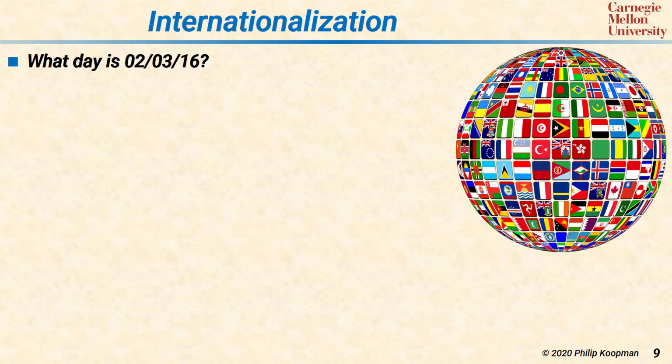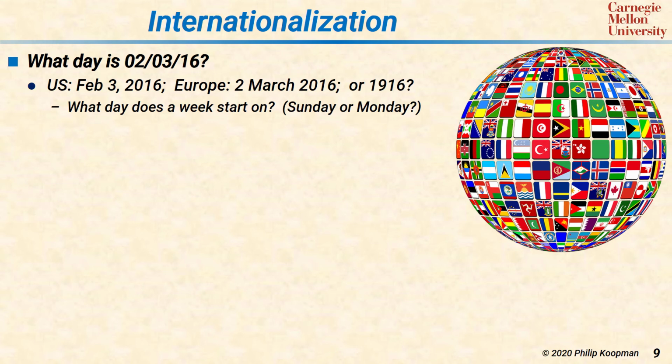Another problem is internationalization. Here's an example. What day is 02/03/16? In the US, you probably meant February 3rd, 2016. But in Europe, you probably meant the 2nd of March, 2016. Or maybe you were talking about 1916 because there's a Y2K issue going on. And so what the date notation means and how the day has to be displayed varies depending on where you are. A little more subtle, but just as tricky, is if you're displaying a calendar, the first day of the week could be a Sunday or a Monday, depending on where you are. And there may be even other variants I don't know about.